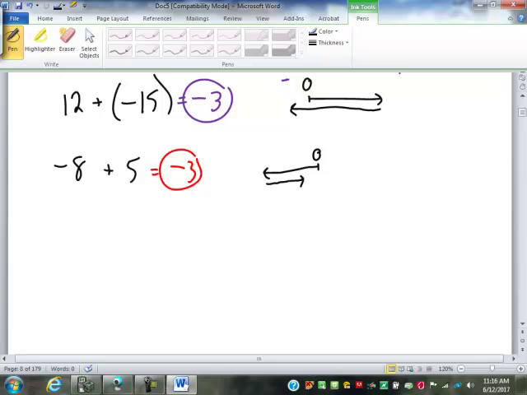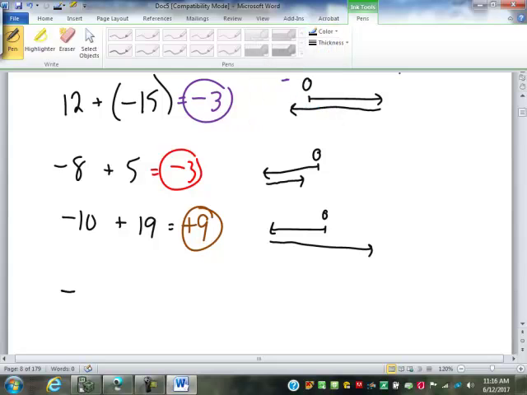Or I might have negative 10 plus 19. Here's 0. Negative 10 goes this way. Positive 19 goes the opposite direction, and it's longer. So I end up on the positive side. And again, they're opposite direction, so it's the difference in magnitude. Difference between 10 and 19 is 9. It's a positive 9.